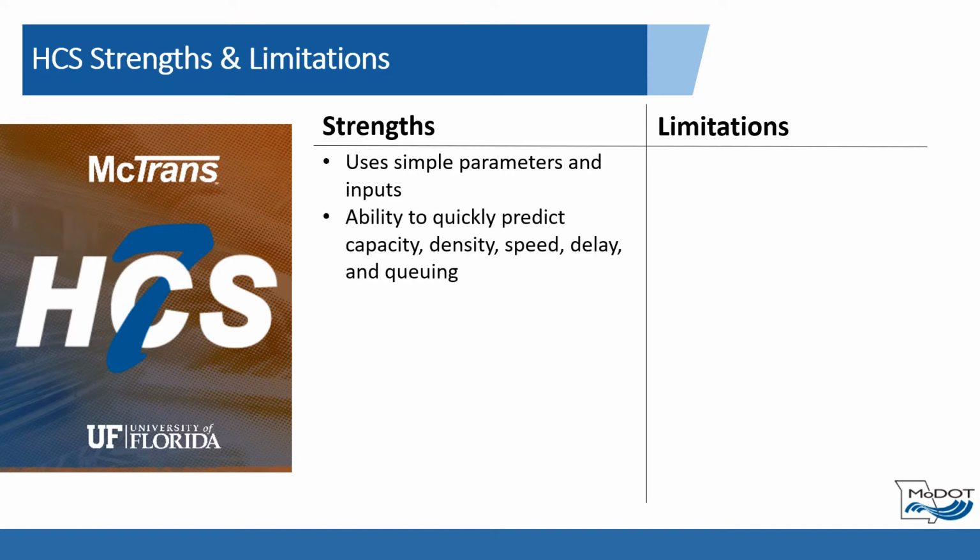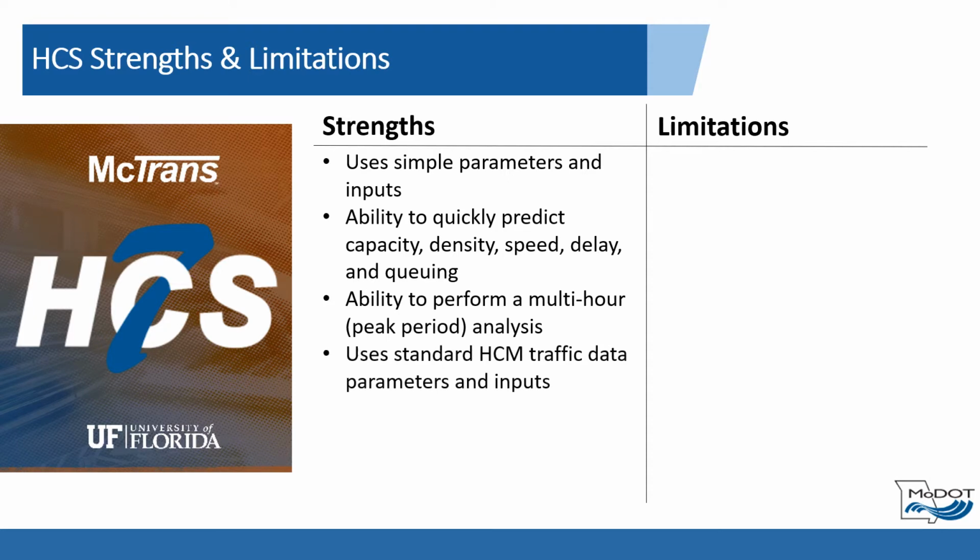The software's strengths include the ability to quickly predict capacity, density, speed, delay, and queuing, as well as the ability to perform a multi-hour peak period analysis. HCS uses standard HCM traffic data parameters and inputs, including but not limited to traffic, geometric data, adjustment factors, and demand data. Other HCS strengths include the software's ability to perform reliability and work zone analyses.